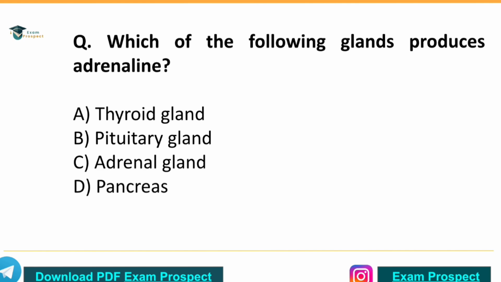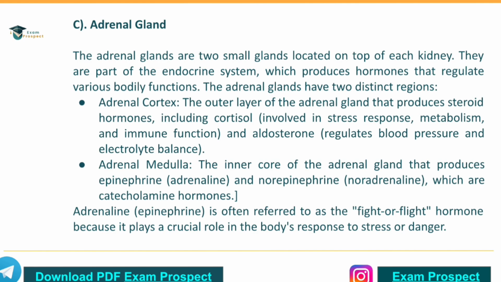Next question, which of the following glands produces adrenaline? Correct answer is option C, adrenal gland. Here the adrenal glands are two small glands located on the top of each kidney. They are part of the endocrine system, which produces hormones that regulate various body functions.